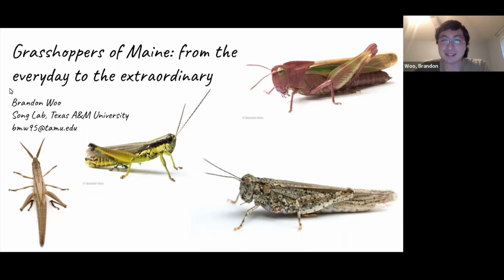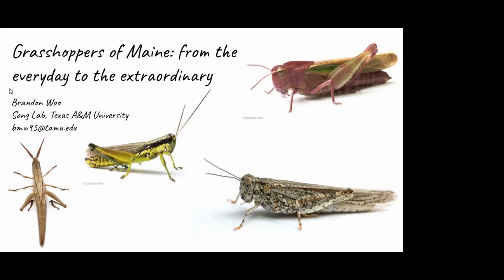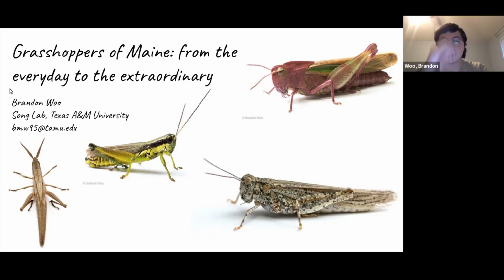It's really nice to come back and share some stuff about grasshoppers with everyone. So I'm just going to go through. Here's Grasshoppers of Maine, from the everyday to the extraordinary, and here's just a few examples of some species. These are all species you can find in Maine, and probably some of the more spectacular ones. All these photos throughout the whole presentation are mine, mostly taken in Maine or New Hampshire, and a couple have snuck in from other places.